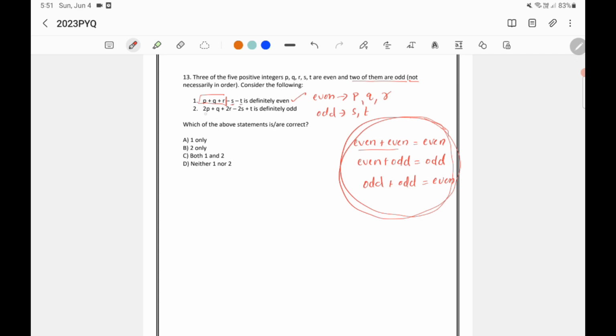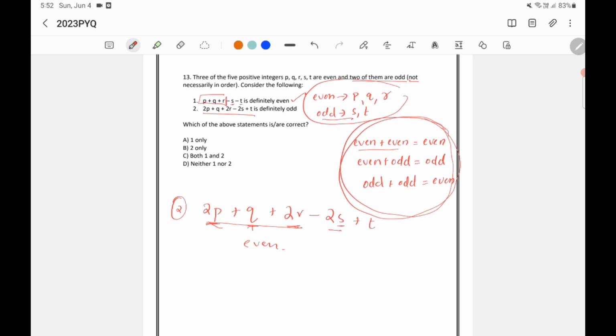So now let us take the second statement. Here if I consider p, q, r are even and s and t are odd, I am writing the second statement here: 2p plus q plus 2r minus 2s plus t. Okay, so 2p, p is even, so 2p will be even, q is even, and r is even, so 2r will be again even. So this is even. So even plus even, again plus even, this will be even. Now s is odd here. So 2 into s, 2 into any number will be even.